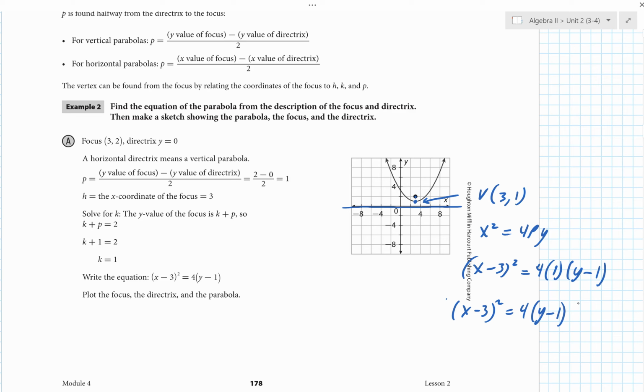And it's probably best to leave it like that because you can see the vertex, but that would be the same as 4y minus 4. So those are both correct, but by leaving it this way, we can still see where the vertex is, which is useful. Questions?